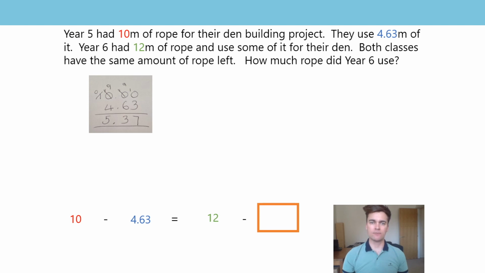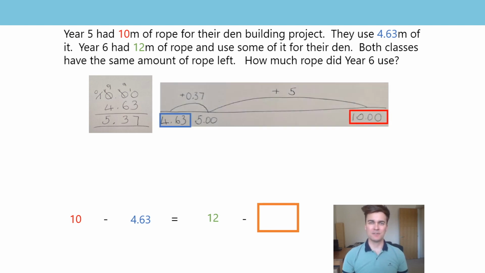5.37 is the amount of rope that Year 5 had left. Now there was a lot of regrouping in that subtraction. Perhaps a more efficient and smarter way to work would have been to count up from 4.63 to 10. 5.37 is the difference between those two numbers. So the difference is the same whichever approach you take there, and maybe you took a different approach to either of those as well.